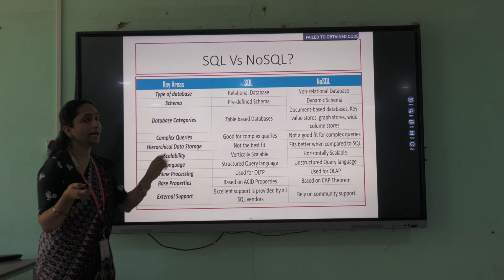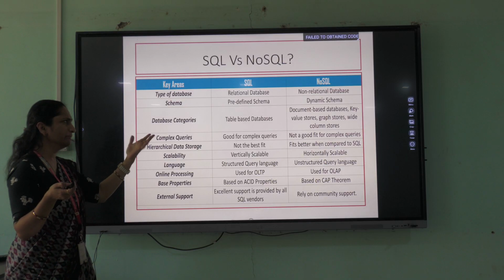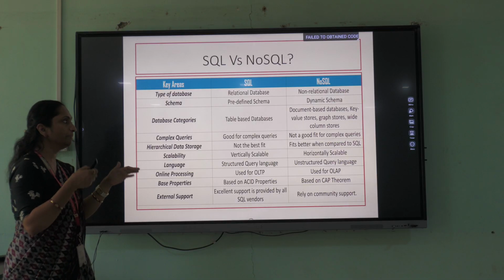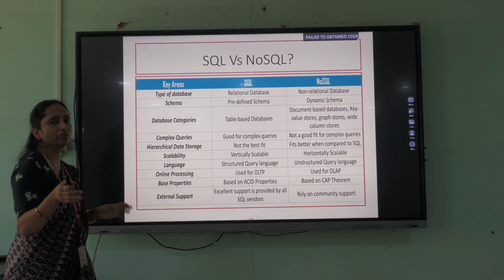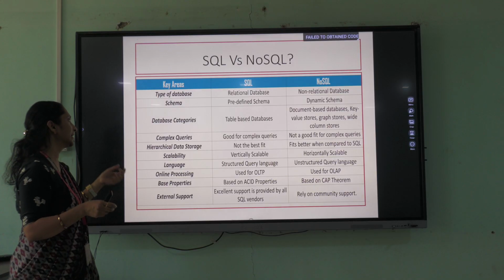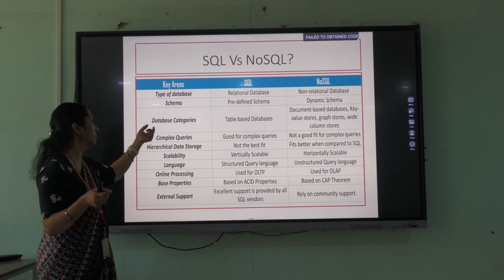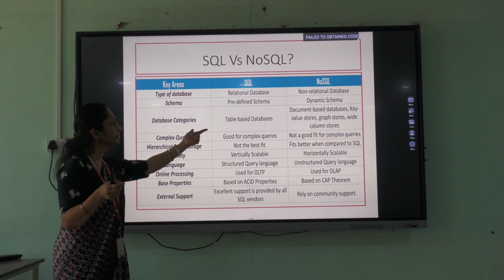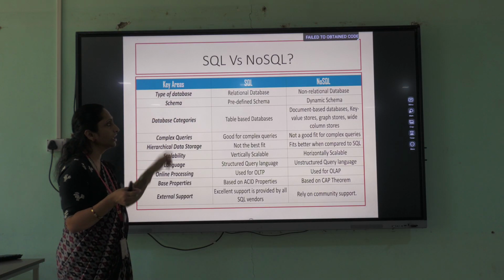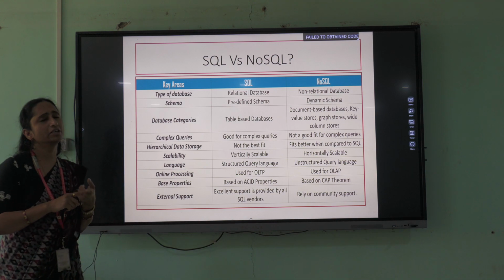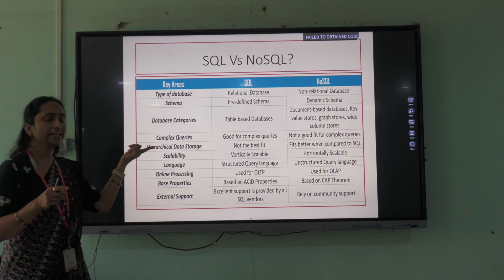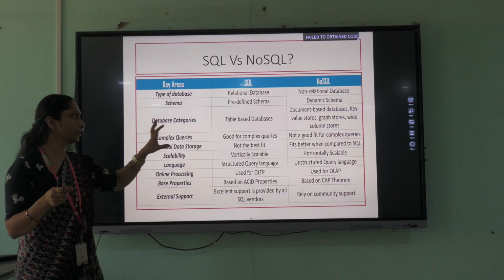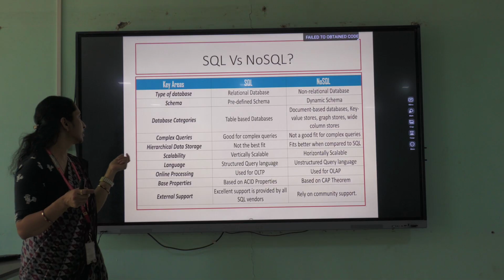In NoSQL, we must use a dynamic schema. Dynamic schema is nothing but whenever we have such demand, we will turn into that format. Otherwise it is not required, so we directly connect to the databases and show the data. Database categories: we have table-based databases in SQL, and in NoSQL we have document and key-value pairs, and graph streams. These are the main categories of NoSQL.